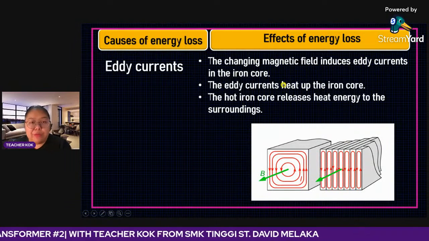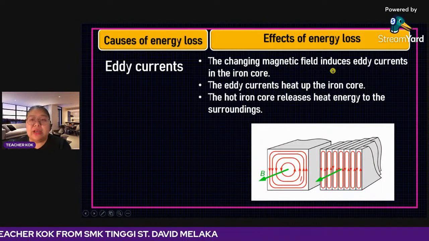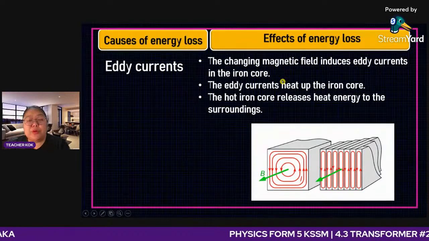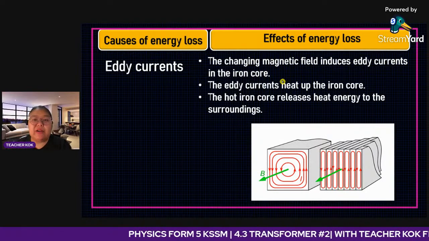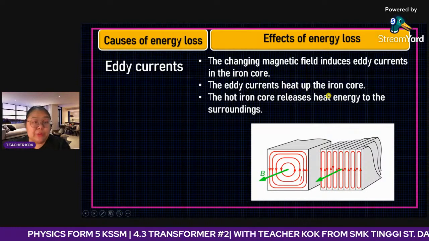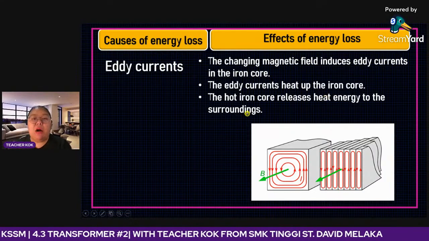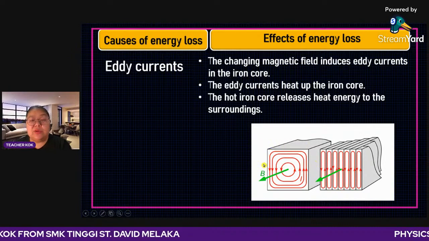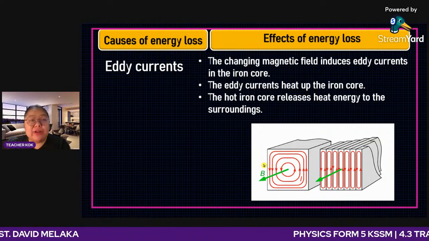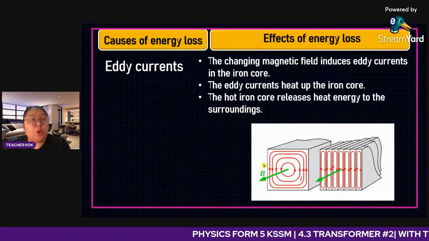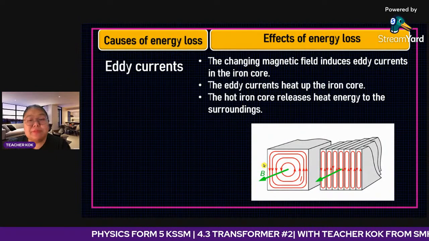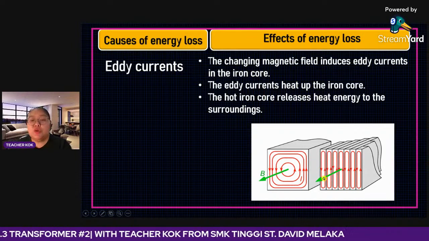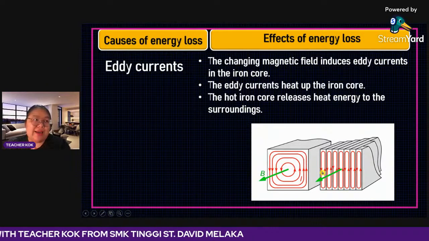Eddy current is produced when a changing magnetic field induces eddy current in the iron core. When you change the magnetic field, it produces eddy current. This eddy current heats up the whole iron core, so the hot iron core releases heat energy to the surroundings. If I use the whole block, the eddy current is more and more, because it heats up the whole block. You also need to change the magnetic flux for the whole block. If I use layer by layer, you only change the magnetic flux in one layer.